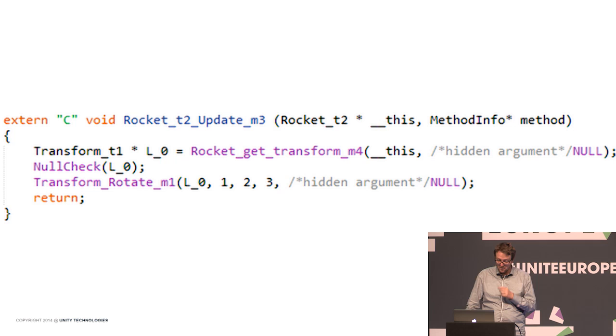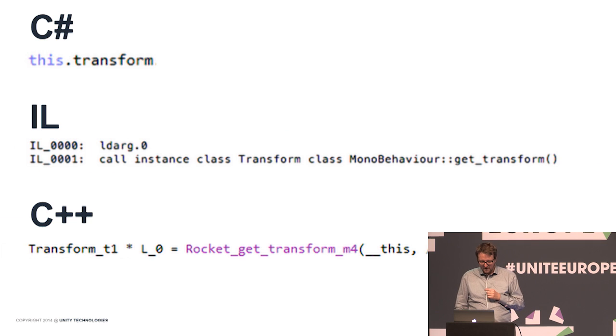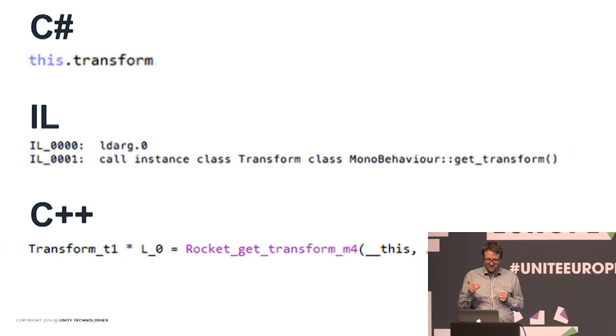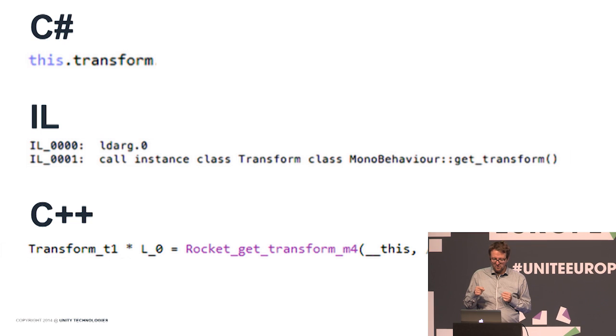So let's take a little bit closer look at how that goes. Let's start off with that first line. In C#, it just says this.transform, which, if you're a bit familiar with our API, is a property getter. So in the IL section there, you can actually see a call instruction to the get_transform function. And then if you see the generated C++ for that, it makes a call to a C++ function that we generated for you.